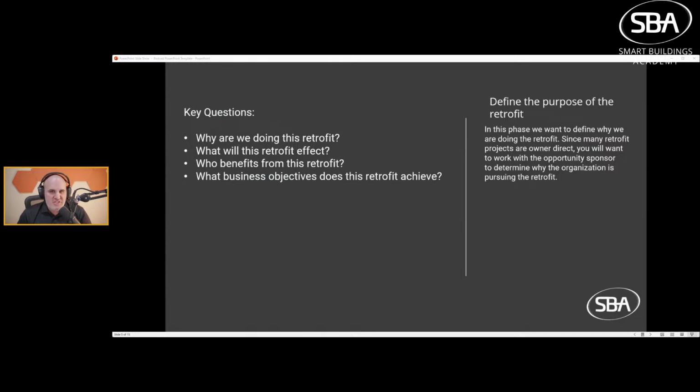Many retrofit projects are owner direct, and you're going to want to work with the project sponsor to determine why the project sponsor and ultimately their organization is pursuing the retrofit, because that is going to influence a lot.